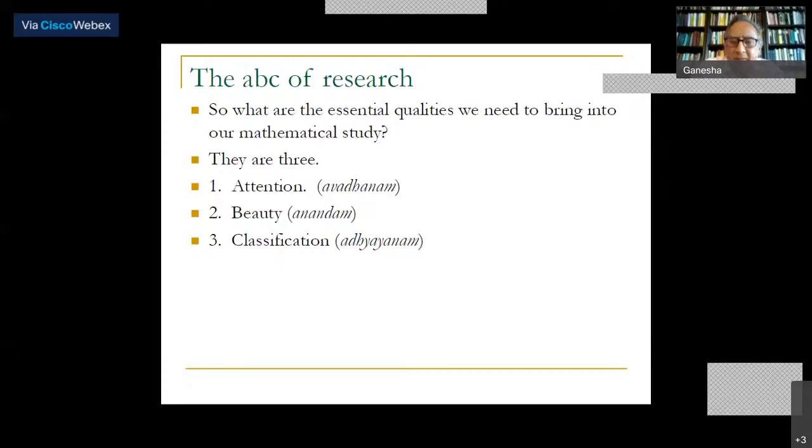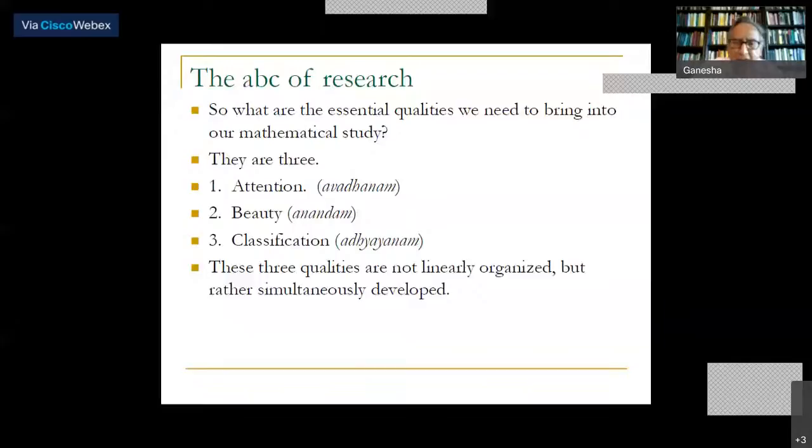Notice the word adhyaya, swadhyaya, appears in the Patanjali Yoga Sutras, study and self-study. So the idea of looking at things, organizing your knowledge, somehow leads to new knowledge. These three qualities are not linearly organized, but rather simultaneously developed. Attention and beauty seem to be intertwined. As you pay attention, the more beautiful the thing becomes. As you appreciate the beauty, the more the attention flows. And somehow through that comes an understanding and you begin to classify.